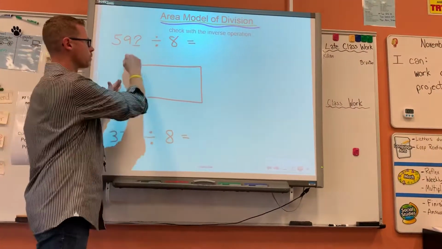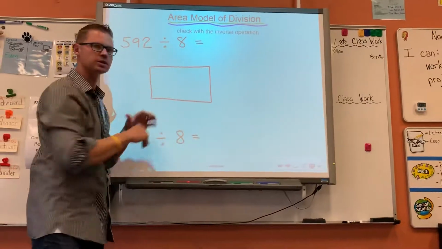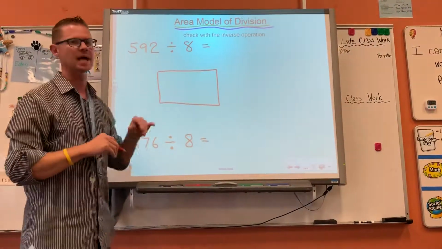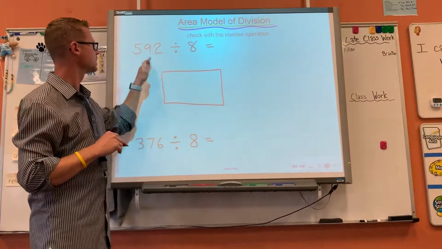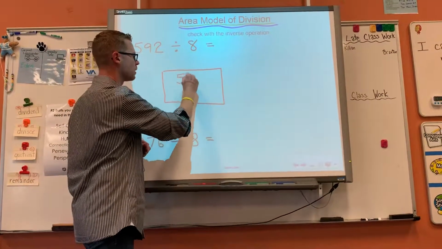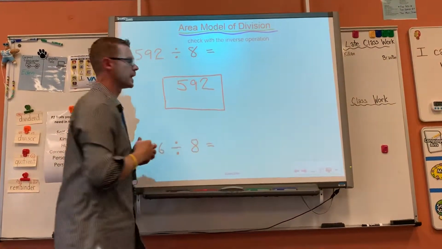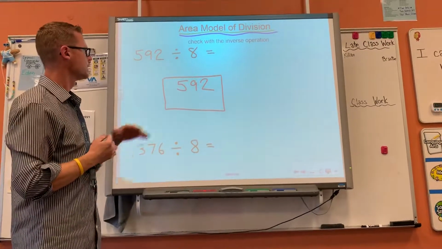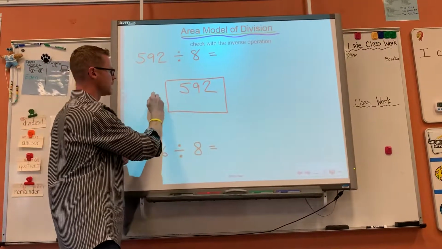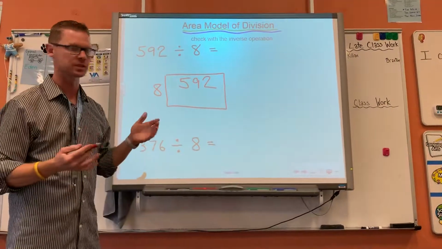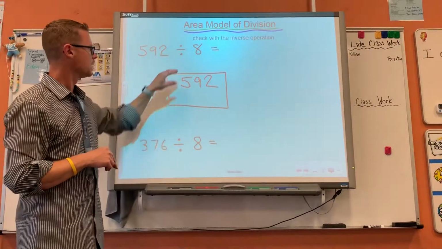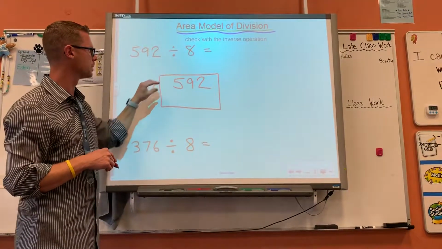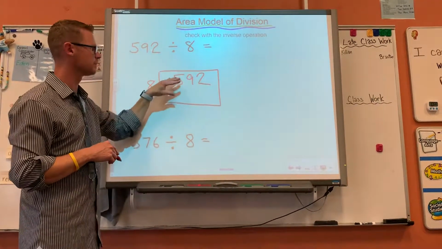Before, I would multiply the sides to get my larger number inside. Well, guys, we have our large number. In this case, it's 592. I'm going to put that right inside of my area model. I'm dividing by 8, so my 8, or my divisor, is going to go on the outside of my model. I want to figure out what number up here times 8 would give me 592, but we're going to use division.